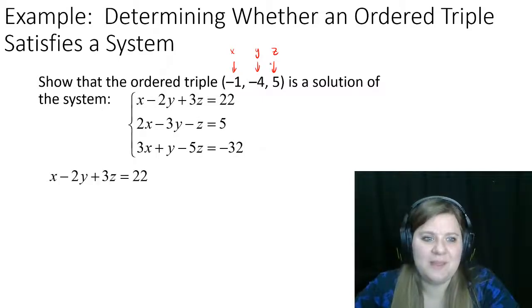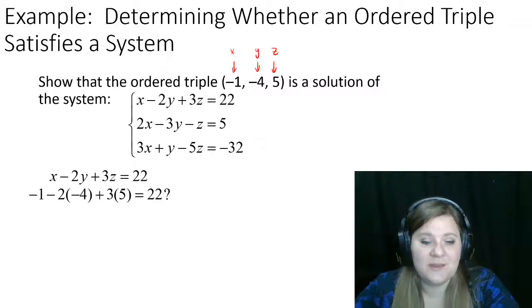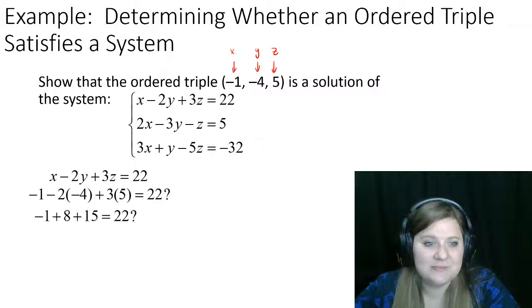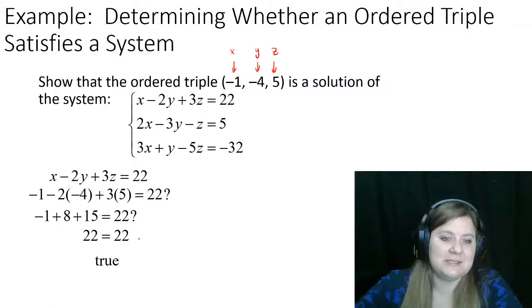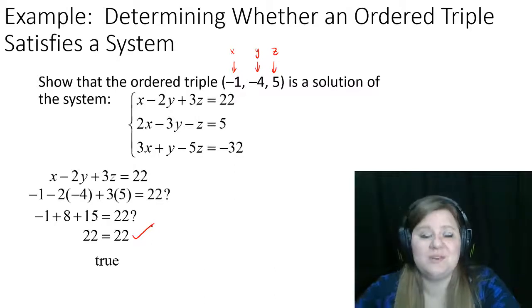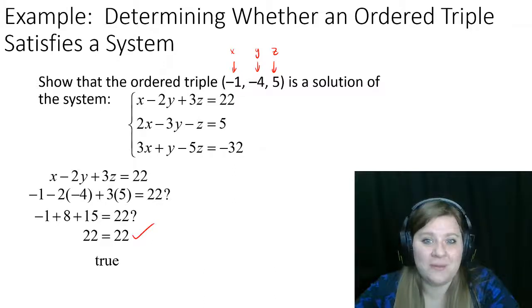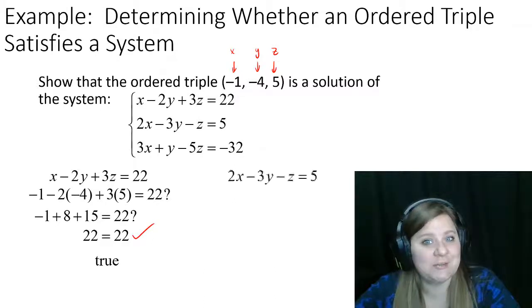So we're going to start by plugging in -1, -4, 5 into the first equation. Don't forget to put your equal sign at the end. We get -1 plus 8 plus 15, which does come out to be 22. So this is a true statement, which means that -1, -4, 5 is the solution of the first equation.